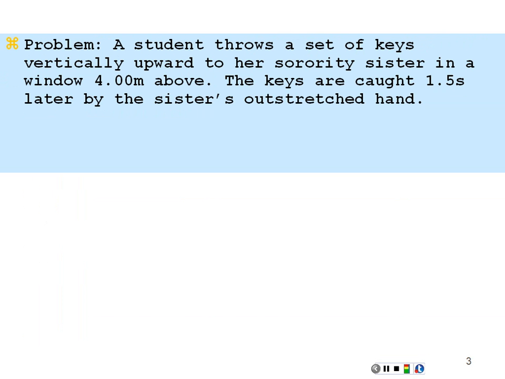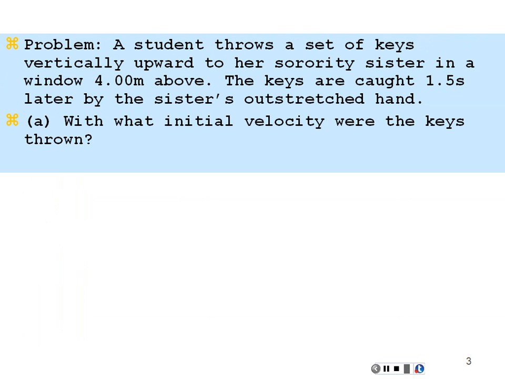Let's try this out in a problem. A student throws a set of keys vertically upward to her sorority sister in a window 4 meters above. The keys are caught 1.5 seconds later by the sister's outstretched hand. With what initial velocity were the keys thrown?